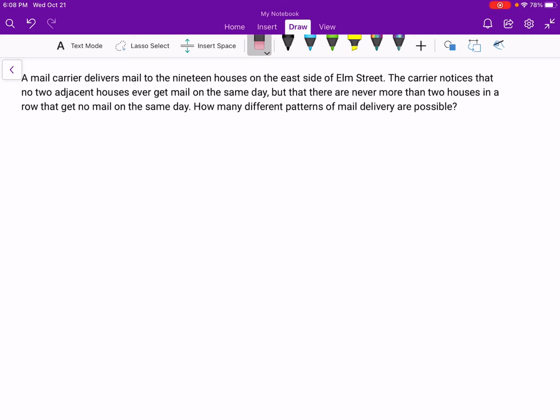Today we will be solving problem 14 of the 2001 AIME 1. A mail carrier delivers mail to the 19 houses on the east side of Elm Street. The carrier notices that no two adjacent houses ever get mail on the same day, but that there are never more than two houses in a row that don't get mail on the same day. How many different patterns of mail delivery are possible?